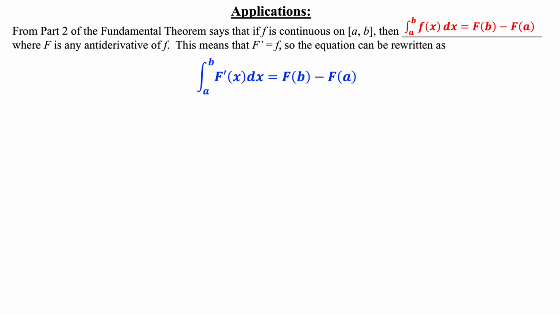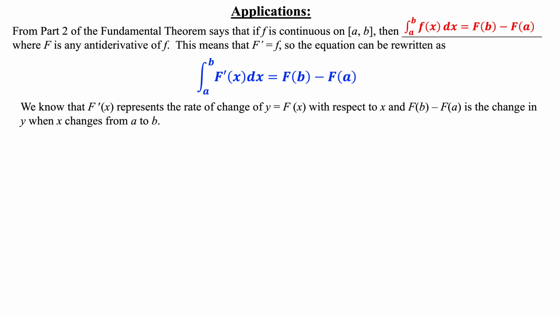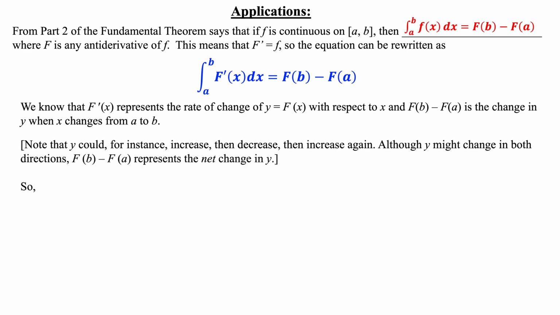So from a to b of f prime of x dx is capital F of b minus F of a. And again, we know that capital F prime of x represents the rate of change of y equals capital F of x with respect to x. And capital F of b minus capital F of a is the change in y when the x is changed from a to b. Note that the y could, for instance, increase, decrease, and increase again. All depends on what's going to happen in between from a to b.